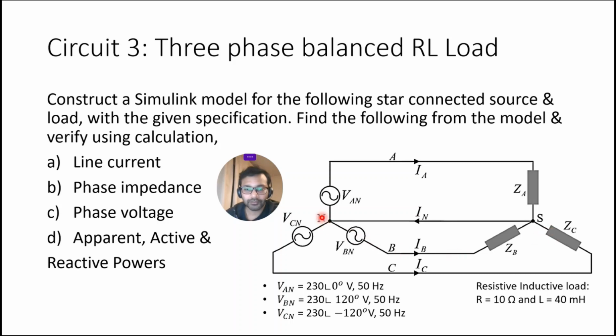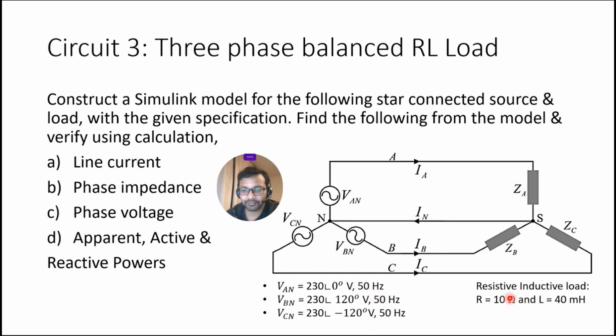Now on the source side, the specifications which are given, the voltage is 230 volt. So this 230 volt is the RMS voltage. Okay, and each of these voltages have a phase difference of 120 degree. The frequency is 50 Hertz.